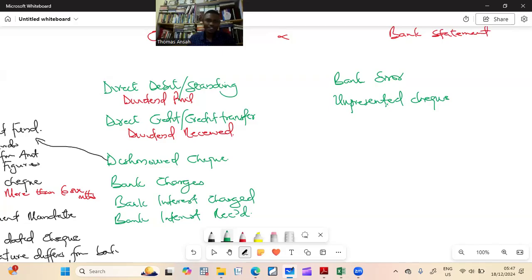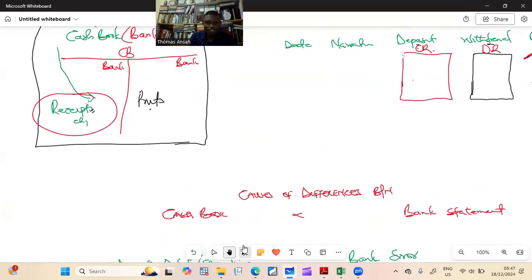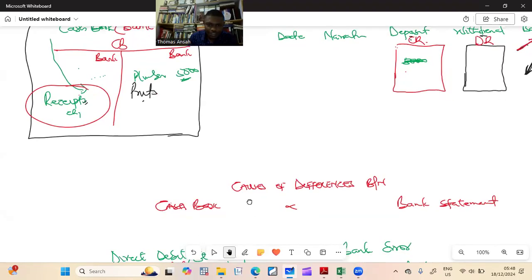Basically, that is that. Let's say you issue a check to a plumber, you pay the plumber 5,000. The plumber is supposed to take the check to the bank so that the bank can also record 5,000, but he hasn't taken it there. So your cash book money has reduced by 5,000, but because he hasn't taken it there, your bank account has not reduced. So it will create a difference.